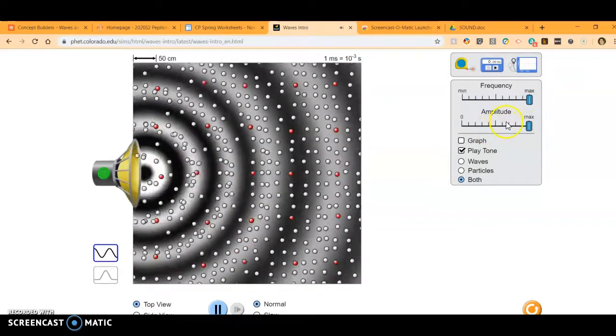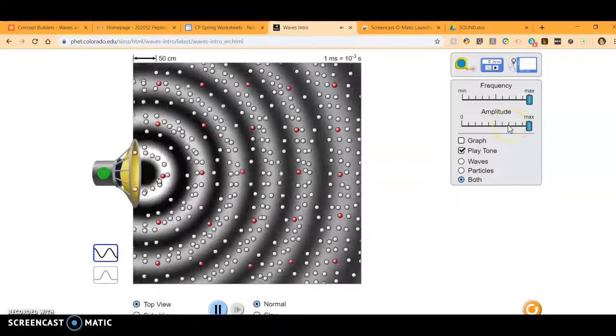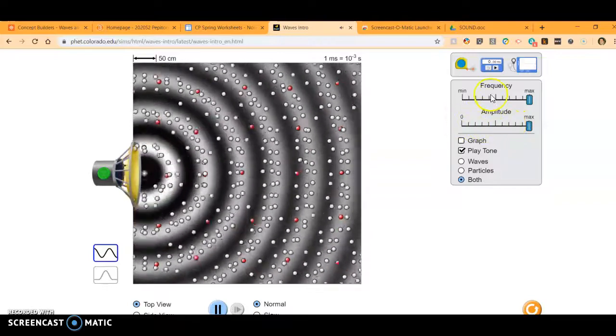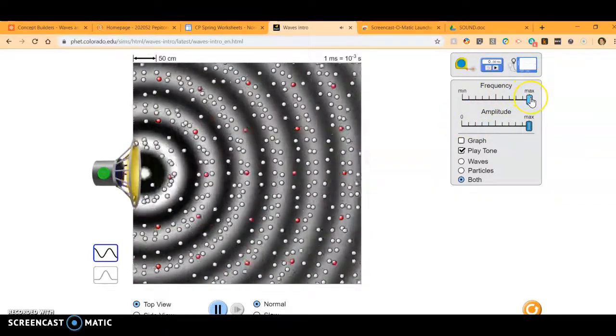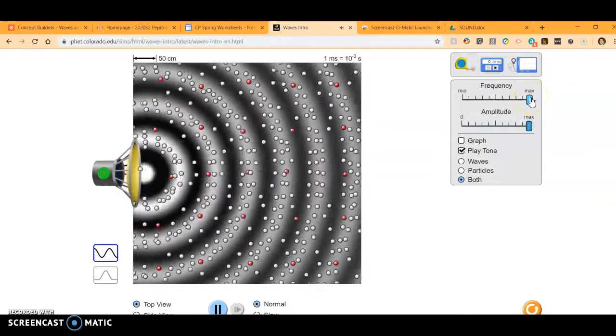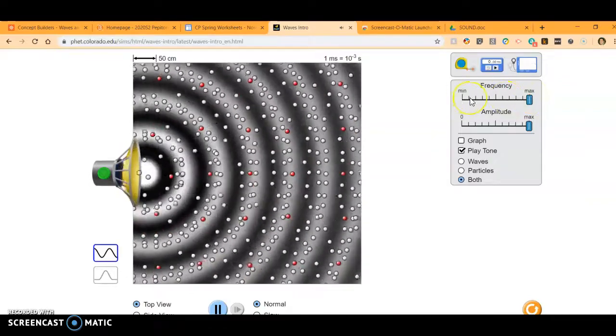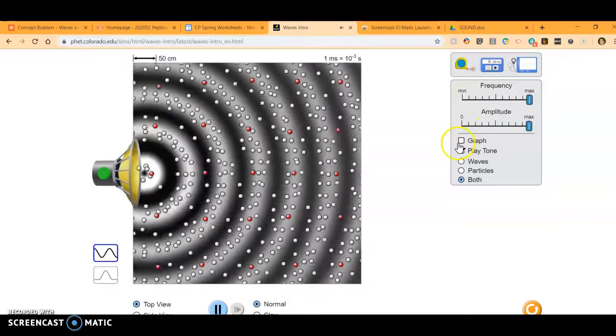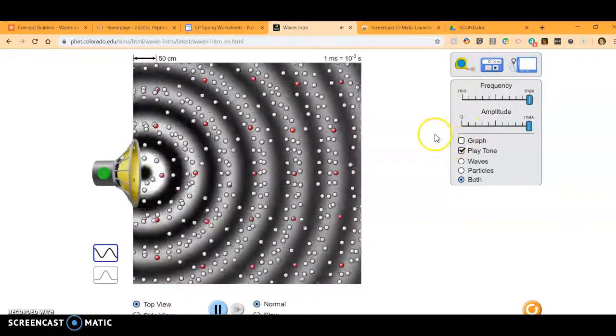Okay, so amplitude, higher amplitude is louder, lower amplitude is softer. Frequency, higher frequency is a high pitch, a high note, and lower frequency is a low pitch, a low note. So just under 5 minutes, pretty much everything you need to know about the lab.